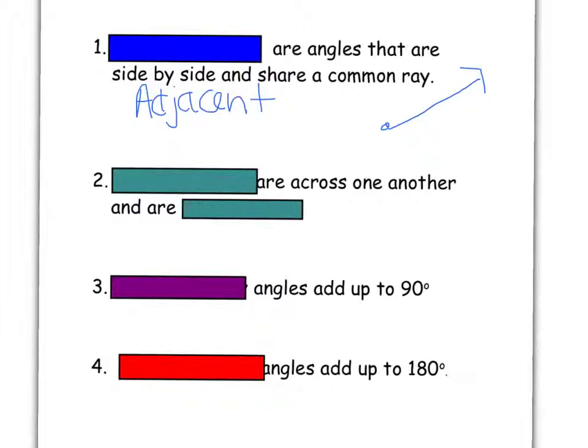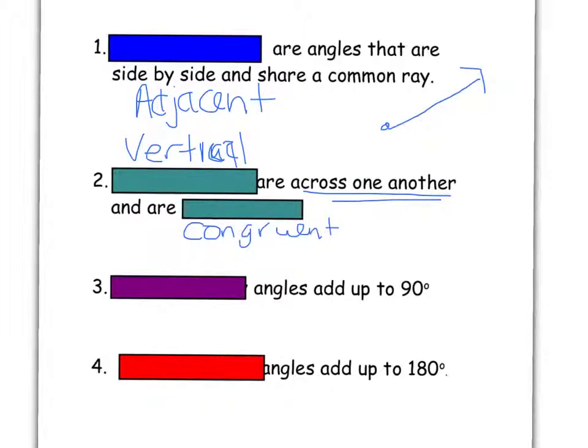Adjacent angles. So which angles are across from one another? Vertical angles are across from one another. Vertical, I missed a C. Vertical angles are across from one another, and we found out yesterday that they are congruent. We also found out the two angles that add to 90 are complementary angles. Complementary angles, and supplementary angles add to 180.